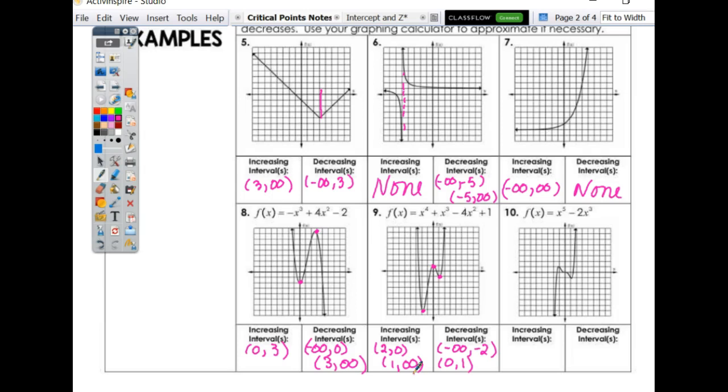So the first one, negative infinity to negative 1, is increasing. What do I know about this point right here in the middle? It's a point of what? That's a point of inflection. At a point of inflection, do I change direction? No. So if I start here and I'm going down, I'm still going down. So I'm going down this whole interval here from negative 1 to 1, and then we go 1 to infinity.